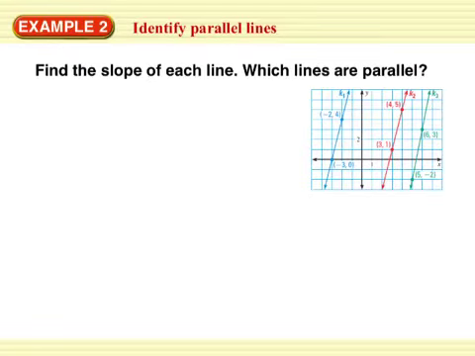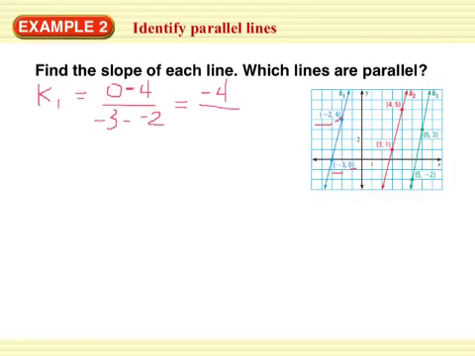Alright, find the slope of each line. Which lines are parallel? Okay, K1, change in y, so I have 0 minus 4. Remember, you always go in the same order. So if I did 0 minus 4, for change in x, I have to do negative 3 minus a negative 2. Zero minus 4 is negative 4. Negative 3 minus negative 2 is negative 1. So my slope is 4.